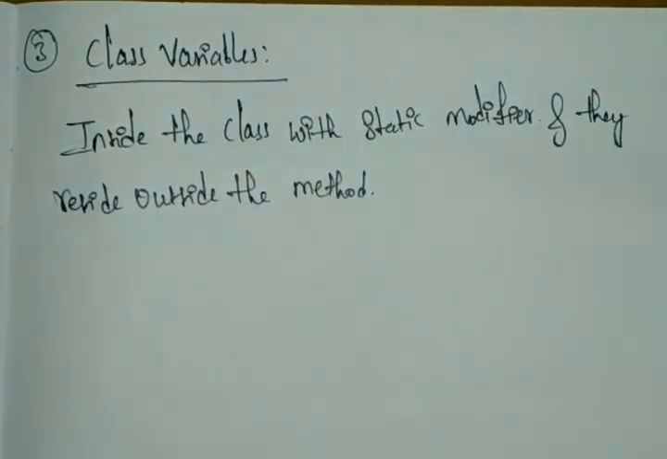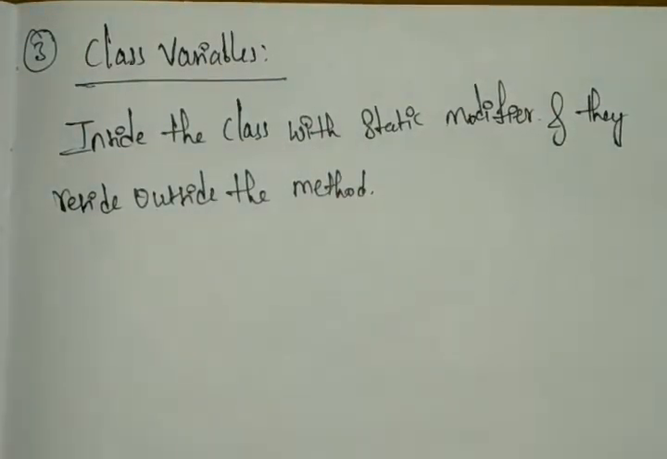So here you can see local variables are written inside the method. Instance variables are written inside the class but outside of the method. Here these class variables are declared with the static modifier. So whenever you're defining these variables, you have to use the static keyword. And they are also outside the method. Whatever you declare with static is also outside of the method only.